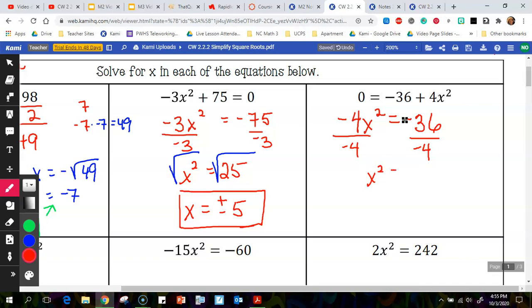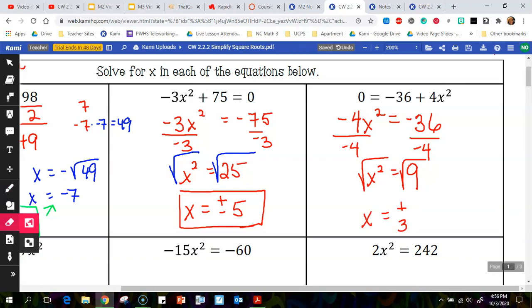X squared equals, that's going to be 12, I think. No, 9. I'm not thinking. It's going to be 9, positive 9. Take the square root. X equals positive or, getting ahead of myself, positive or negative 3.